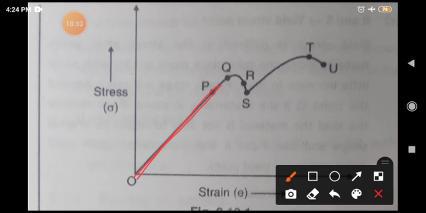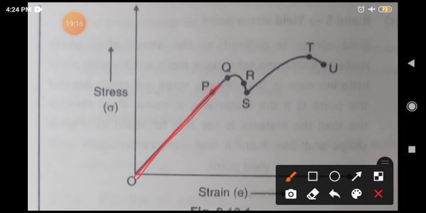Hooke's law was within the elastic limit. What is Hooke's law? Within elastic limit, stress is directly proportional to strain. That means as stress increases, strain will also increase, but up to point P only. For every material there is a point P up to which stress is always directly proportional to strain.